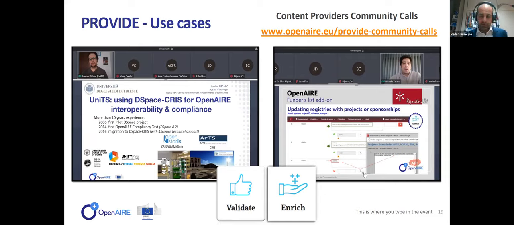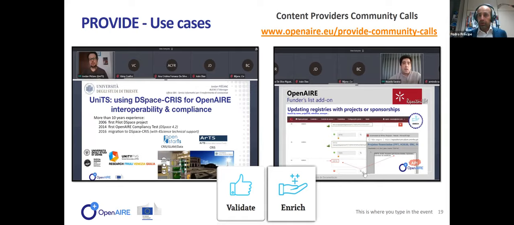Also, my colleague Ricardo here from the University of Minho, who is the manager of this important repository in Portugal, is using the broker service a lot to improve the metadata when it comes to the links to projects.